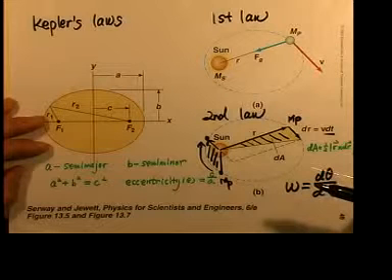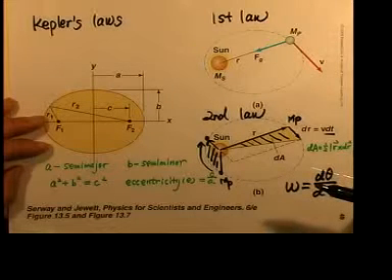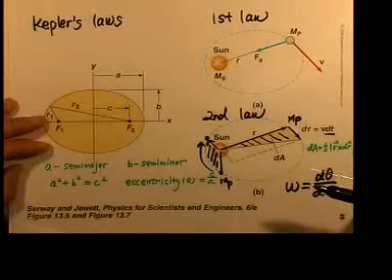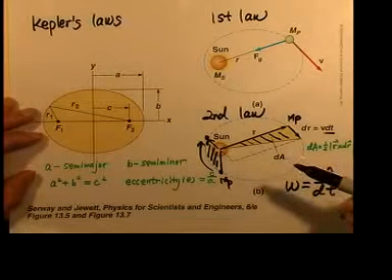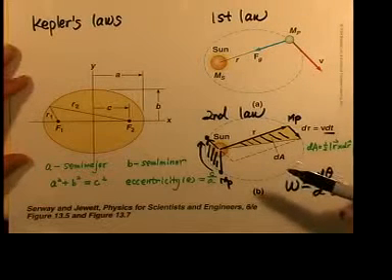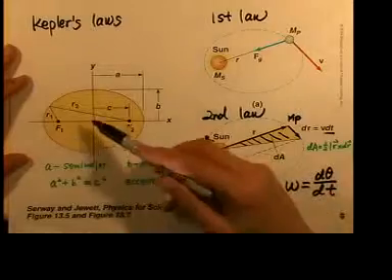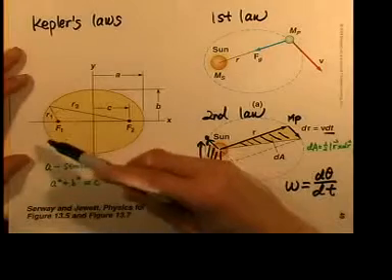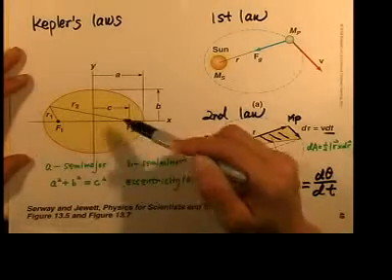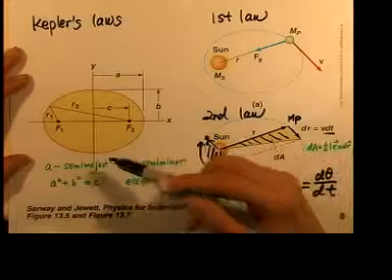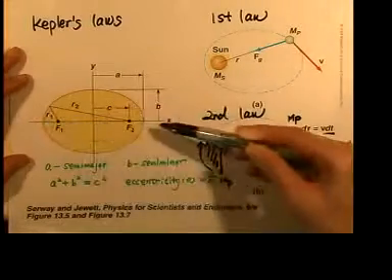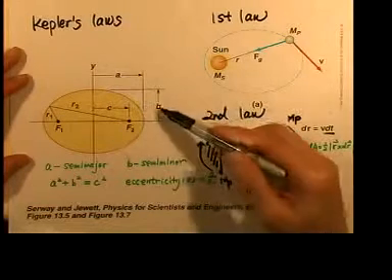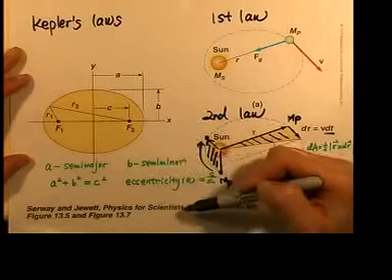Kepler's third law says the square of the orbital period of any planet is proportional to the cube of the semi-major axis of the elliptic orbit. Now, semi-major axis, let's look at this elliptical orbit. Any elliptical orbit has two foci, F1 and F2, and this direction, little a, is defined as the semi-major axis, little b defined as the semi-minor axis.